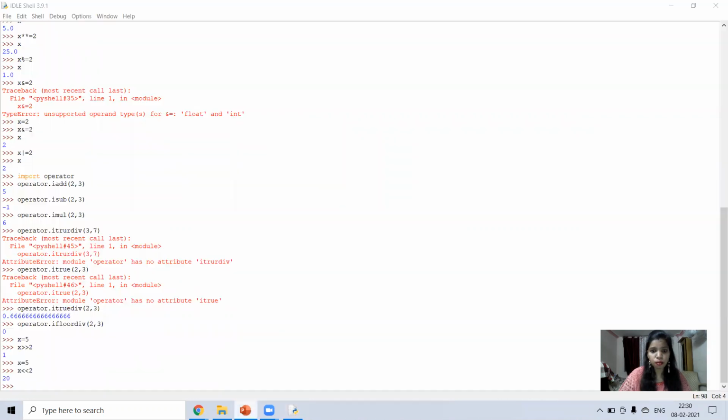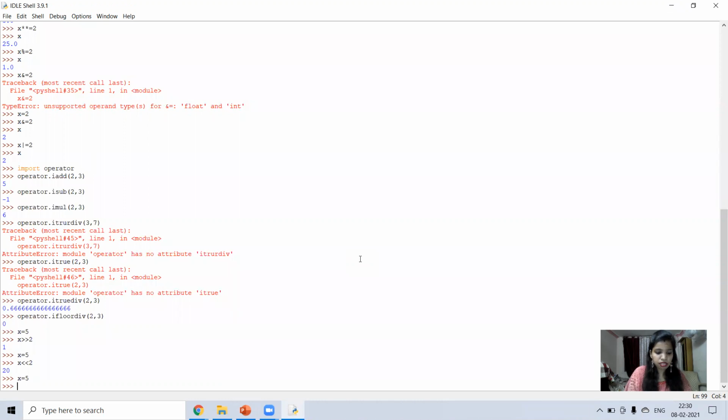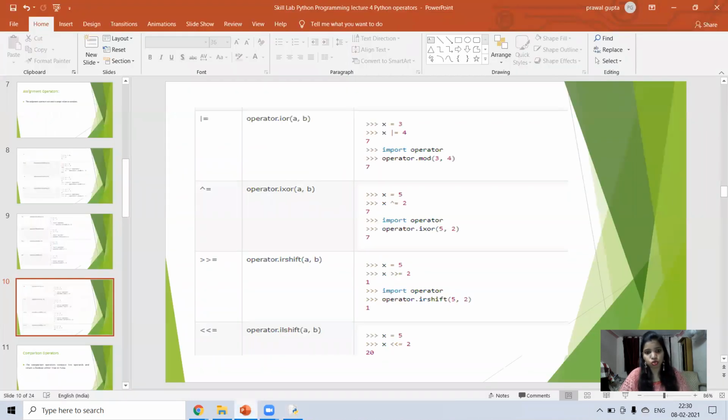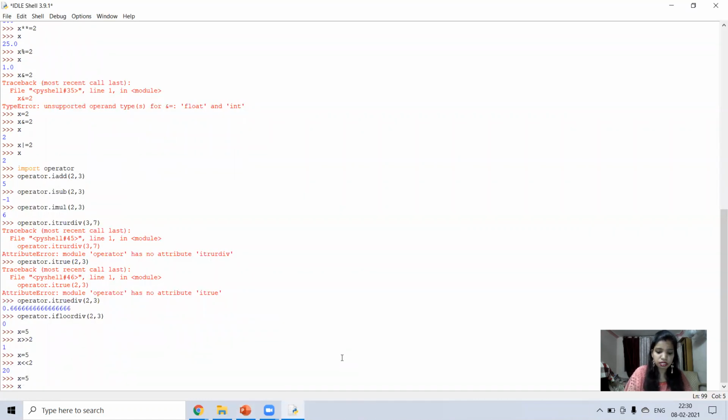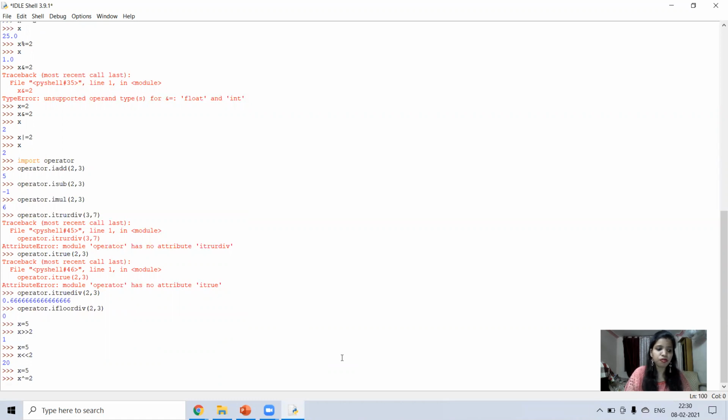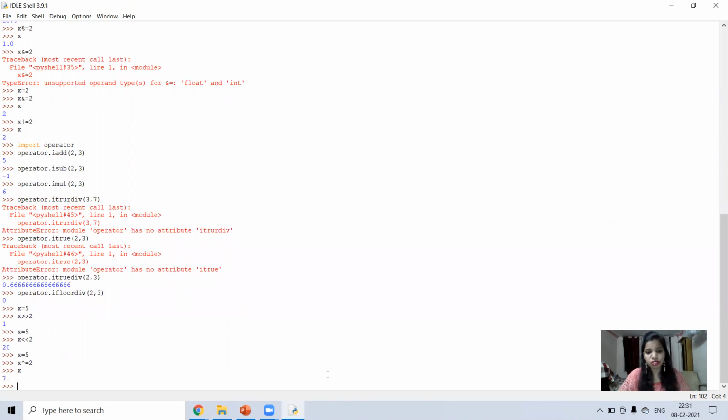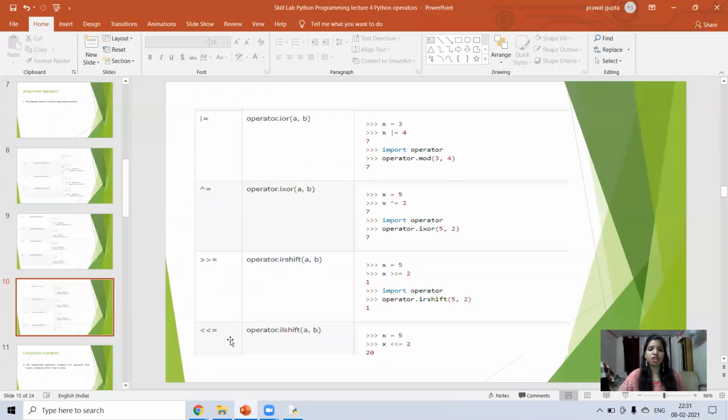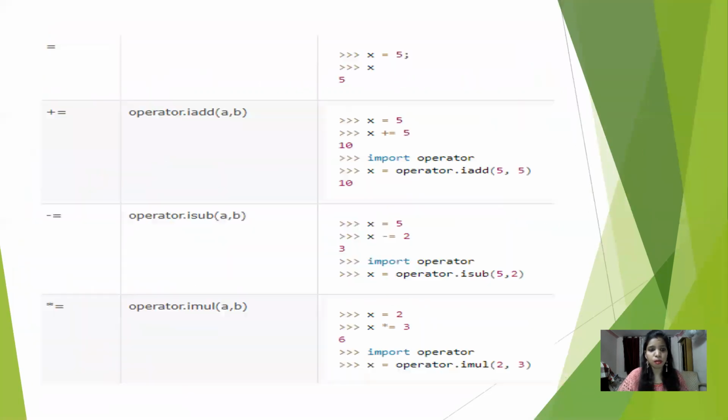Okay, XOR operation, x equals to 5. For XOR the symbol we use is caret equals to. So x caret equals to 2 means we are performing the XOR operation on 5 and 2, so the answer should be 7. So the answer is 7. So in this way we have performed all the assignment operators.